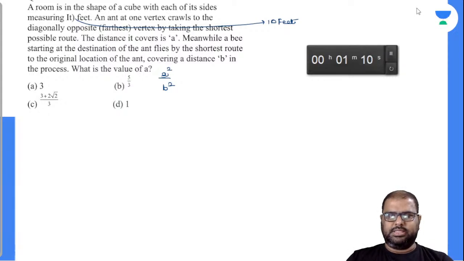A room is in the shape of a cube. No issues, right? No need of saying sorry. You can clear your doubt, that's enough. This is what you have to learn, clearing all your doubts.